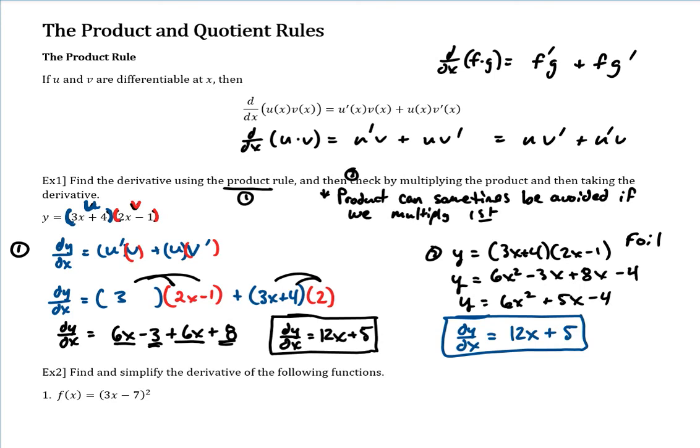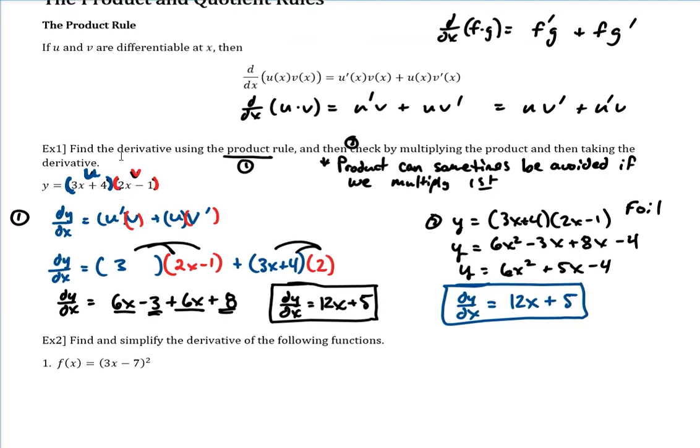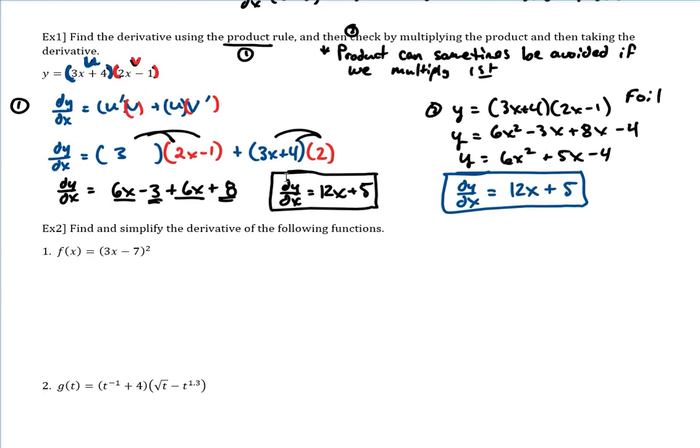Okay, so that's what I mean. The product rule can sometimes be avoided. Like on this, I would say this number 2 method is easier. Number 1, though, wasn't much worse. So neither of them are terrible. But you have your options in some problems to go whichever way you want. All right, so let's do a few more.